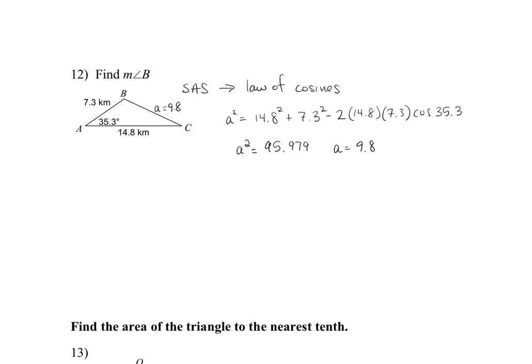So at this point, we could actually use either law of cosines or law of sines to find that missing angle. We had to use law of cosines first to find this missing side, but then we could use law of sines or law of cosines. Now at this point, I'm just going to use law of cosines. If we're trying to find angle B, then we start with b squared in the law of cosines. So this is going to be 14.8 squared equals a squared plus c squared.